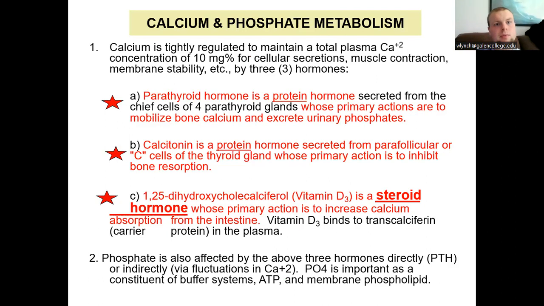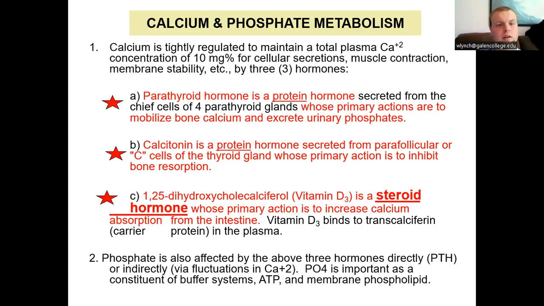All right, calcium and phosphate metabolism. These are both tightly regulated. Calcium is very tightly regulated. It has a concentration of roughly 10 milligrams per deciliter of blood, right? Parathyroid hormone is going to be on the back of the thyroid. It's going to exist in 4 units, right? Primary action here is to secrete parathyroid hormone from the parathyroid gland, and we see that is going to cause extrusion of calcium and phosphates from the bone. So it's going to cause breakdown of bone to get calcium and phosphate into the blood.